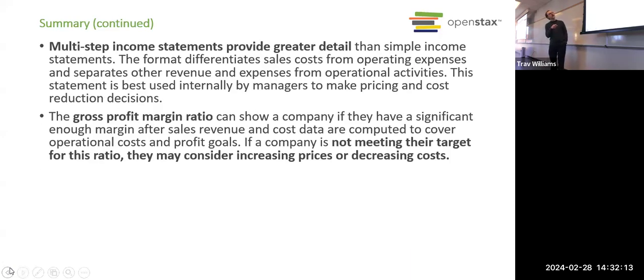We learned about the multi-step income statement, same basic revenue minus expenses, but just in more detail and with other revenue and other expenses included down at the bottom. And then we also learned the gross profit margin ratio. Anybody remember how you calculate that? Gross profit divided by net sales. Gross profit is the same as net sales minus cost of goods sold. And that tells you what percentage of your net sales is your gross profit.